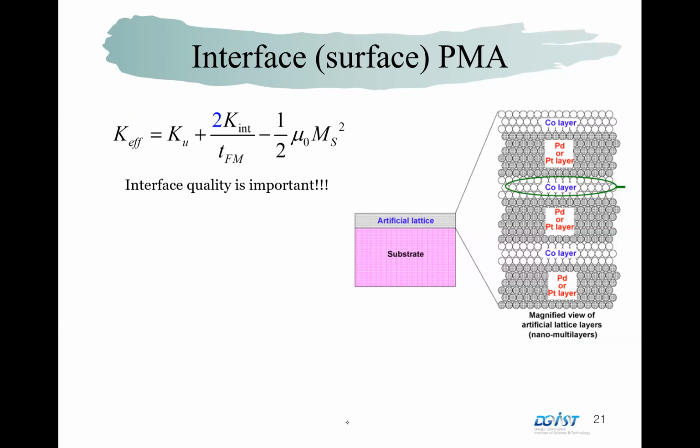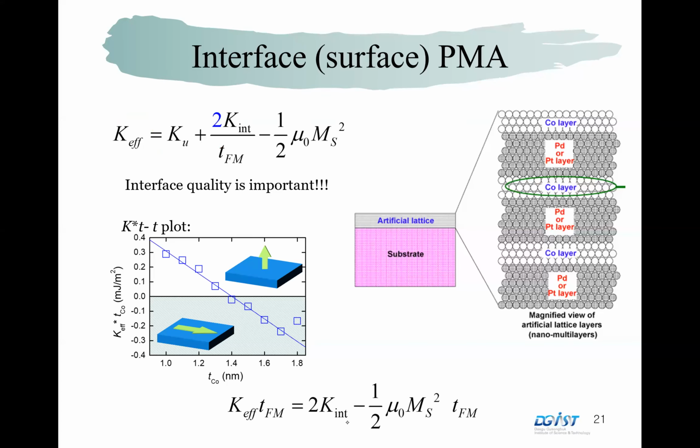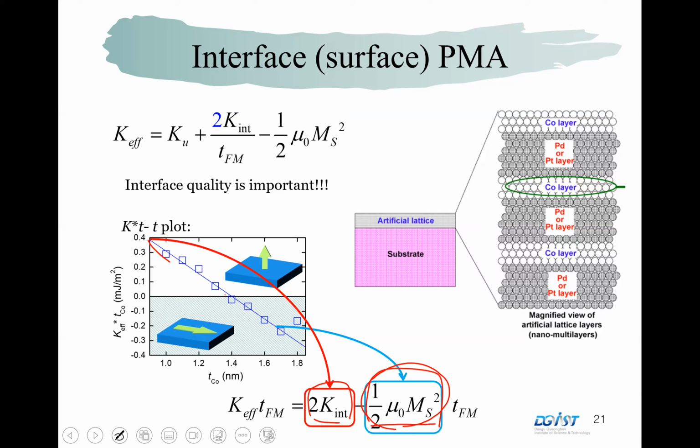And what is the physical meaning of these two numbers? This one is the slope of this curve, and this is the intersection with the y-axis. Okay? So by doing this kind of experiment, we can change the cobalt thickness, measure the K effective and plot it. We get a linear curve, a line. And from a line, you can obtain two physical quantities, the slope and the intersection.